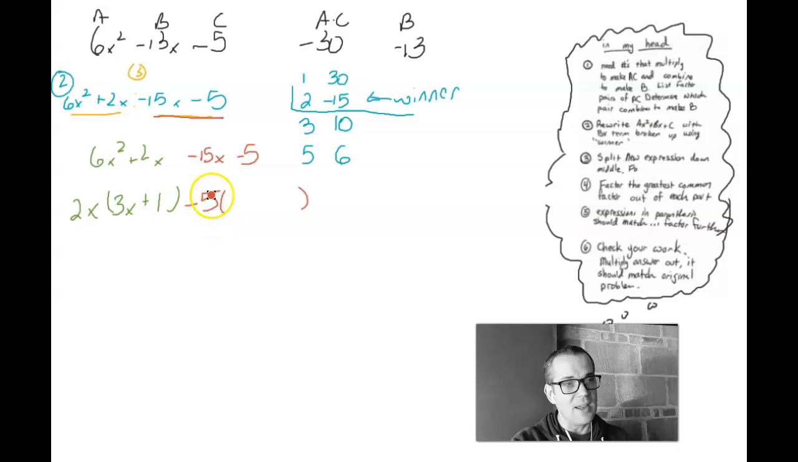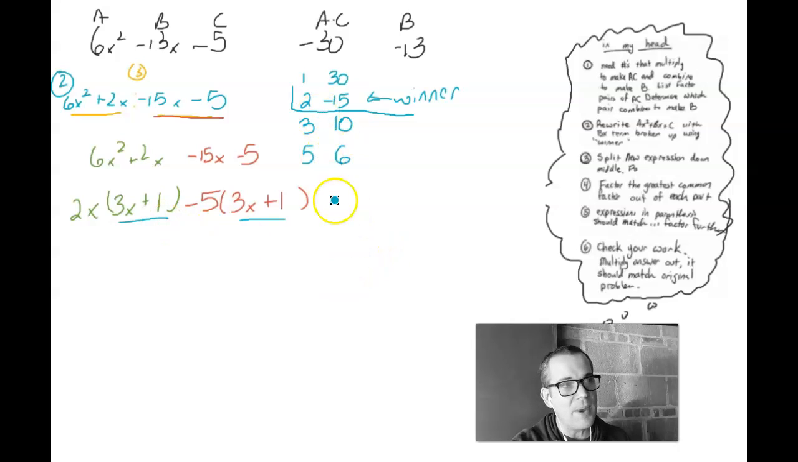And then it's the same idea. Negative 5 times something is supposed to give me negative 15x. So 3x will go there. Negative 5 times something is supposed to give me negative 5. So put a positive 1 there. And as promised, those terms inside the parentheses match.